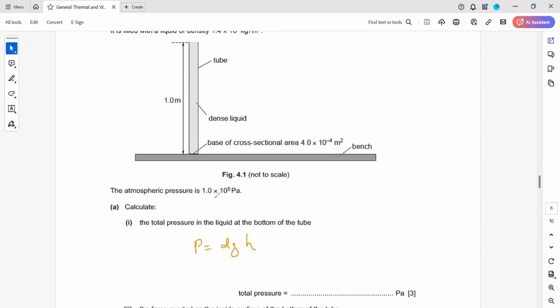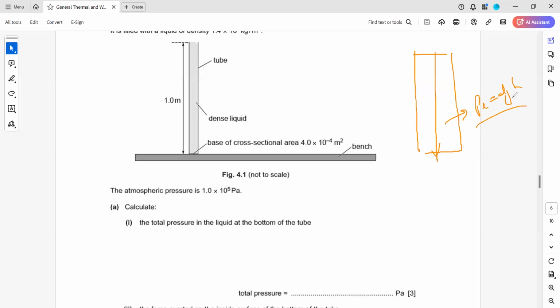The atmospheric pressure is given as 1 × 10^5. Because it is open from the top, the liquid will apply pressure. The pressure of a liquid will be equal to density, gravity, and depth. If the question was to calculate the pressure due to the liquid, then we directly use this formula. But because they ask for the total pressure, we have to add the atmospheric pressure. So atmospheric pressure plus liquid pressure equals the total pressure.